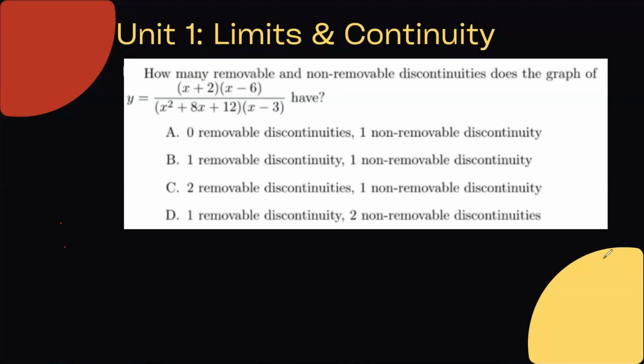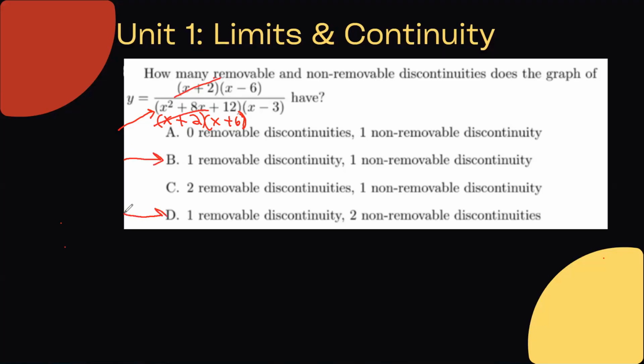How many removable and non-removable discontinuities does the graph of y have? Now you have to be careful here because we have polynomials, so you could have some factors in the denominator that make either removable or non-removable discontinuities. So this quadratic, if it factors, we want to factor it, and it does. It factors into x plus 2 times x plus 6, factors of 12 that add to 8. So you have the factors x plus 2, x plus 6, and x minus 3. The factors of x plus 2 would cancel, which indicates one removable discontinuity.